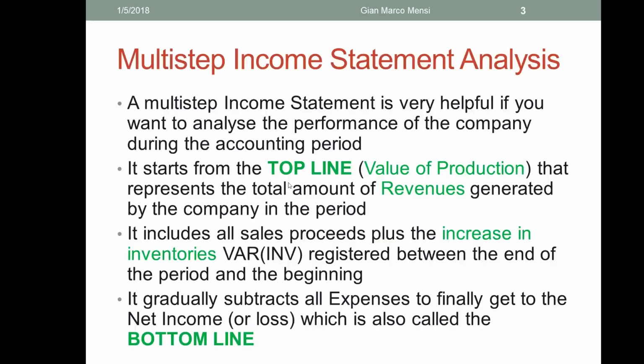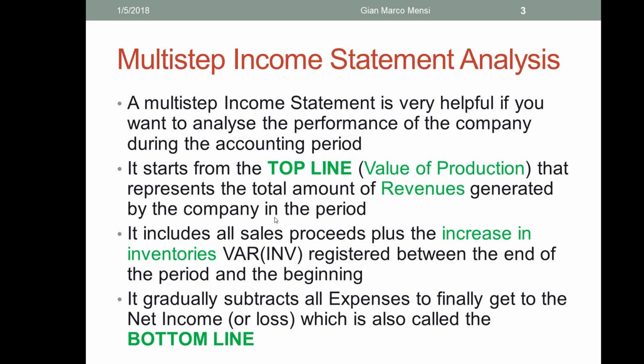Okay, so first of all we start with the total revenues and the increase of inventories. We call it top line. The top line, why? Because it is the first line that you see. Okay, it is the very top of the income statement. It has an incredible importance in determining the success of the company. So in the top line we put all revenues and all increase in inventory.